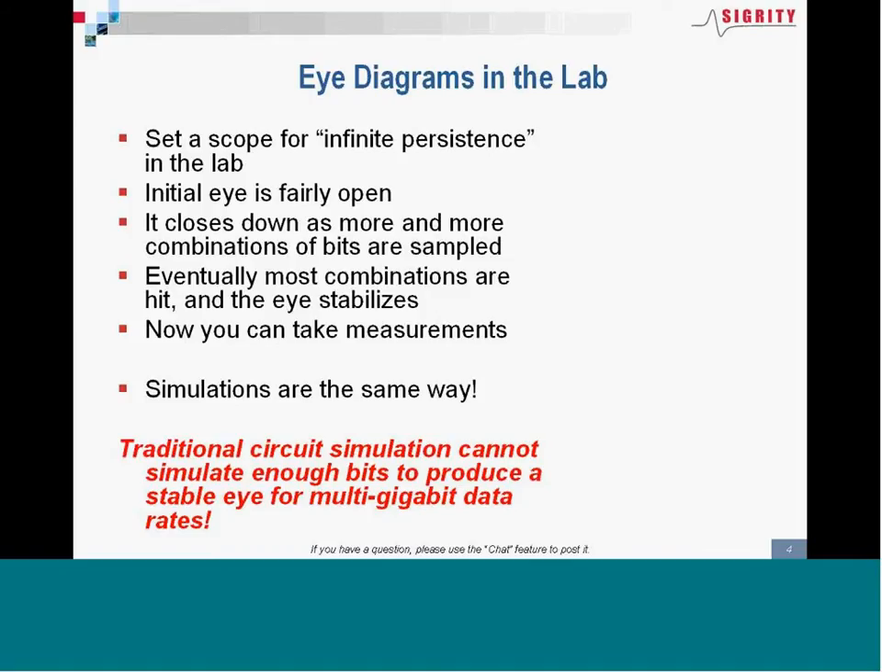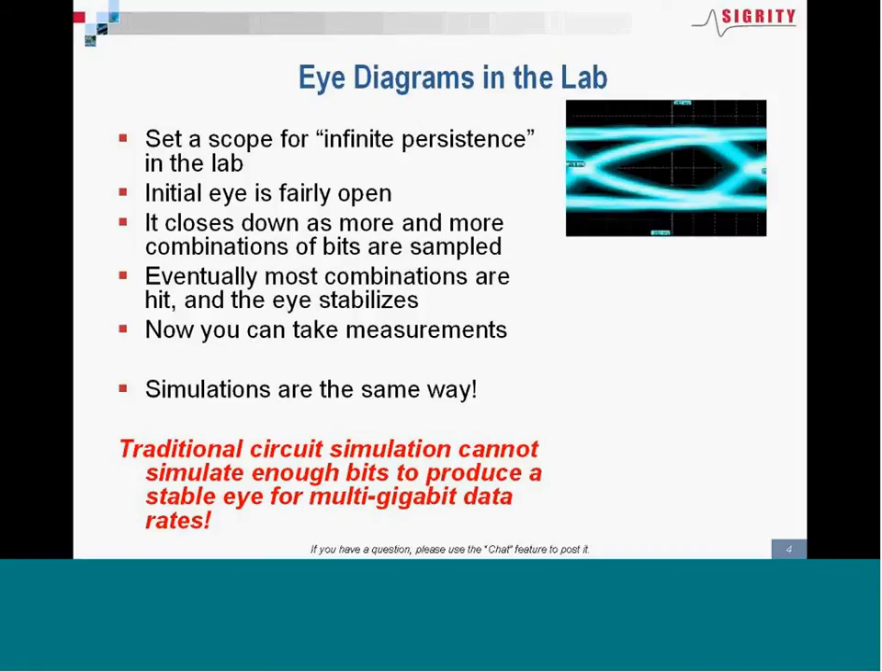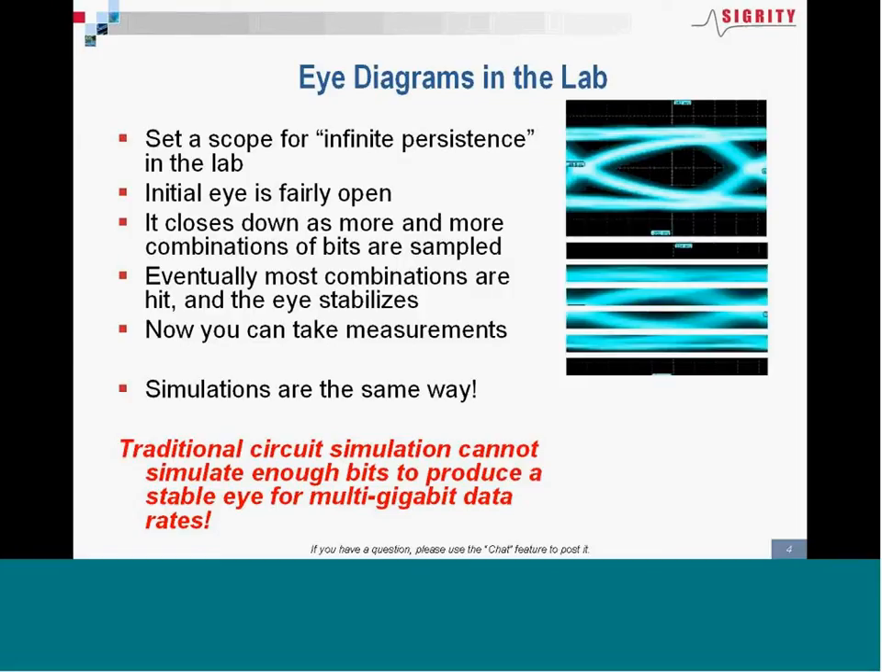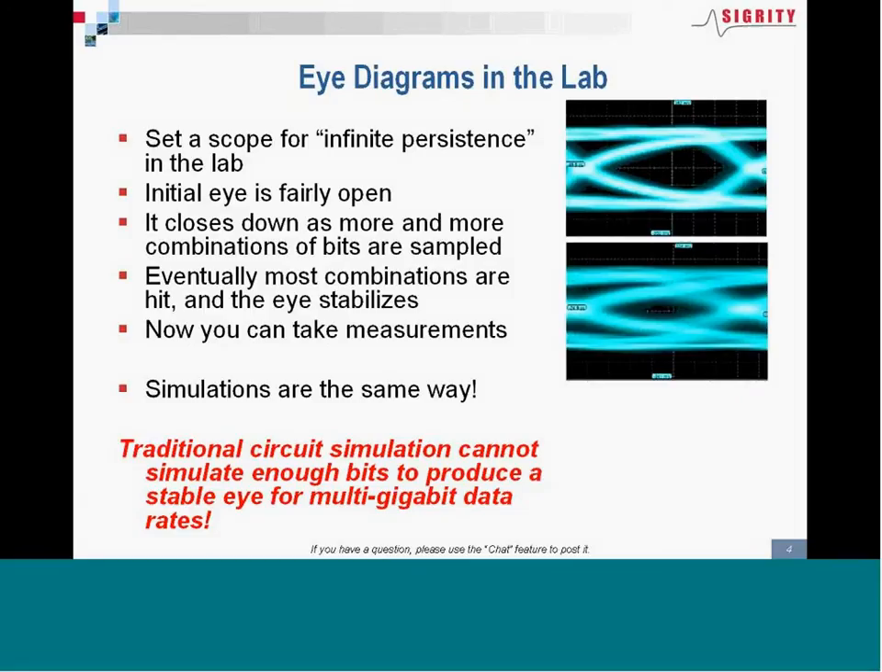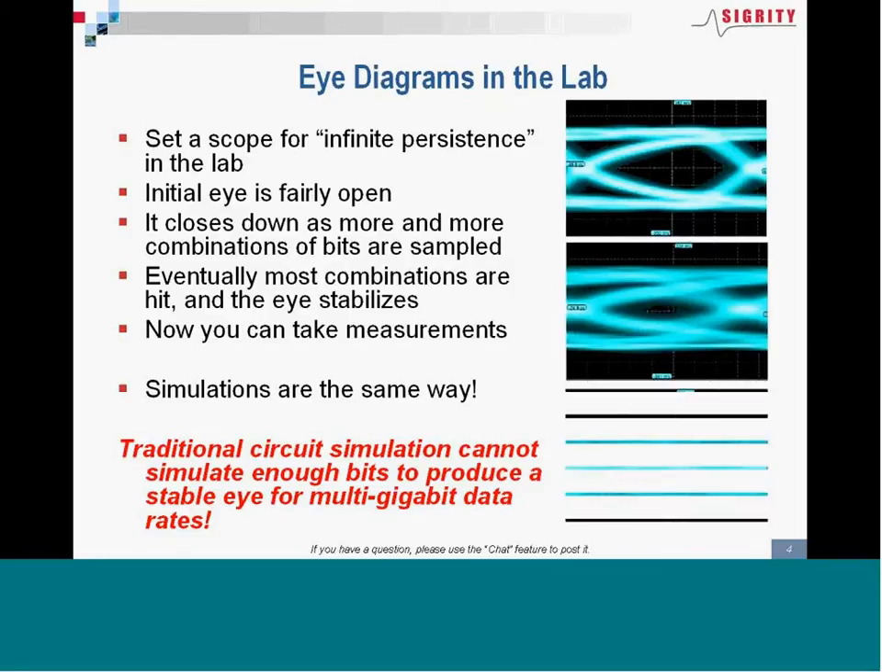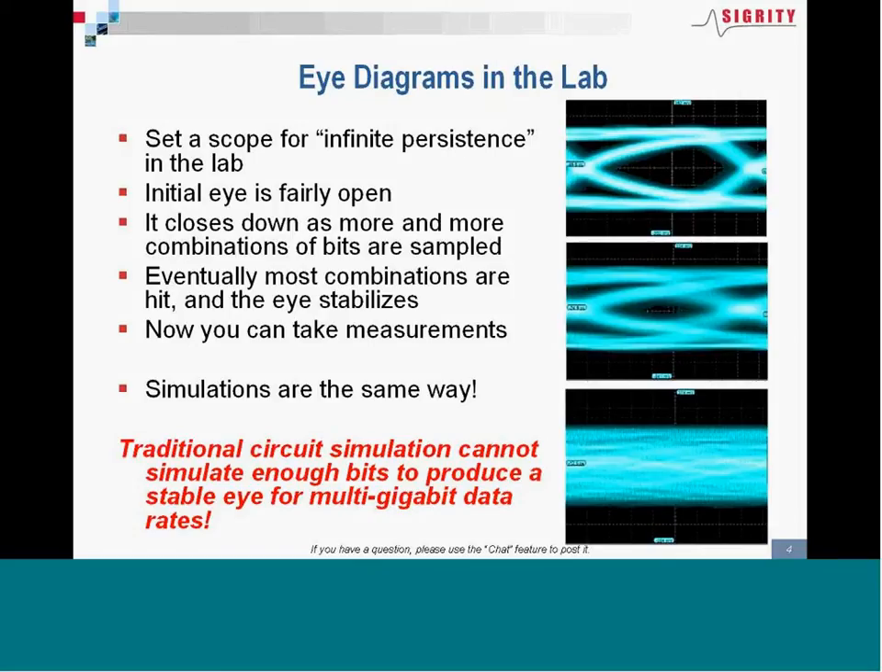Well, one of the analogies that you can draw is to your experiences in the lab as you're looking at serial links and you're looking at eye diagrams, and you set the oscilloscope for infinite persistence. And initially, you might see an eye diagram that looks something like this. It's fairly open, and things are looking pretty good. As time goes on, though, after you initially trigger it, the eye diagram can start to close down a little bit. Hopefully, it doesn't go all the way to this point where it completely closes. That obviously would be a bad day at the office.